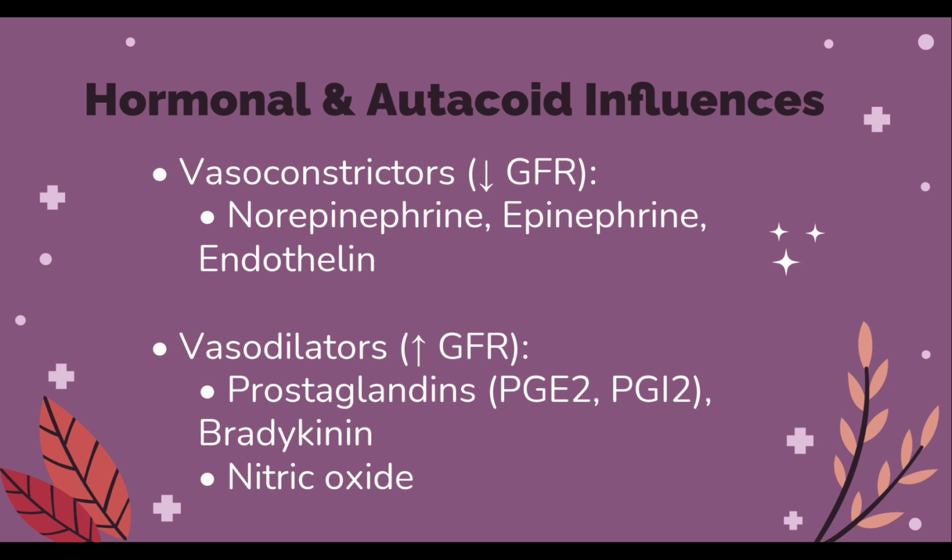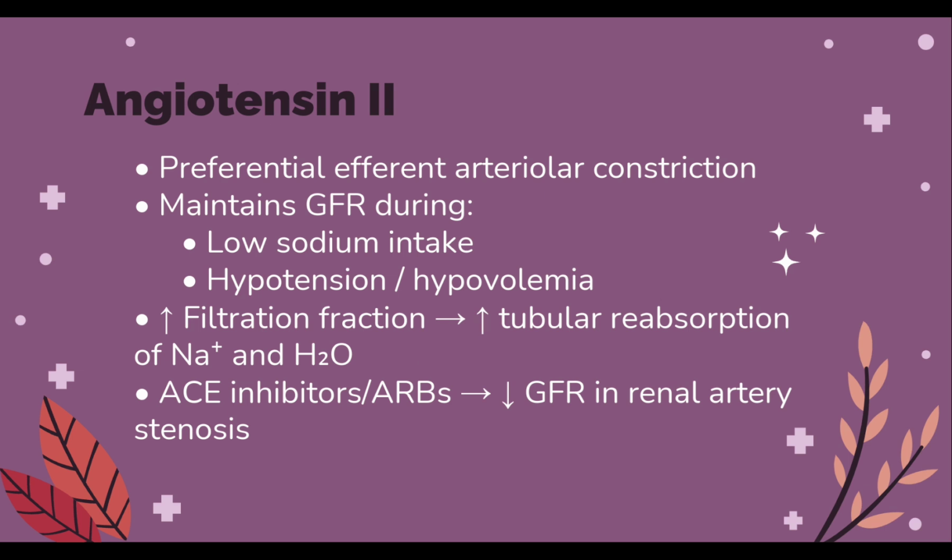So what about hormones and autacoids? The vasoconstrictors usually decrease the glomerular filtration rate. They are norepinephrine, epinephrine and endothelin. What are the vasodilators? Vasodilators increase the glomerular filtration rate. They are prostaglandin, bradykinin and nitric oxide. Prostaglandins are PGE2, PGE1 and PGI2. So this is a very important hormone.